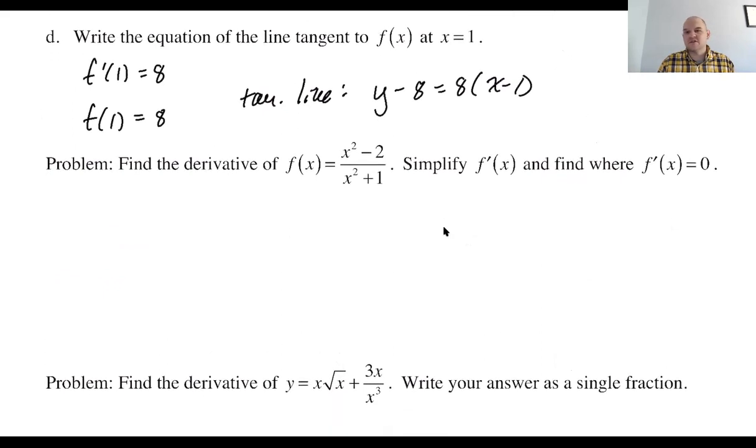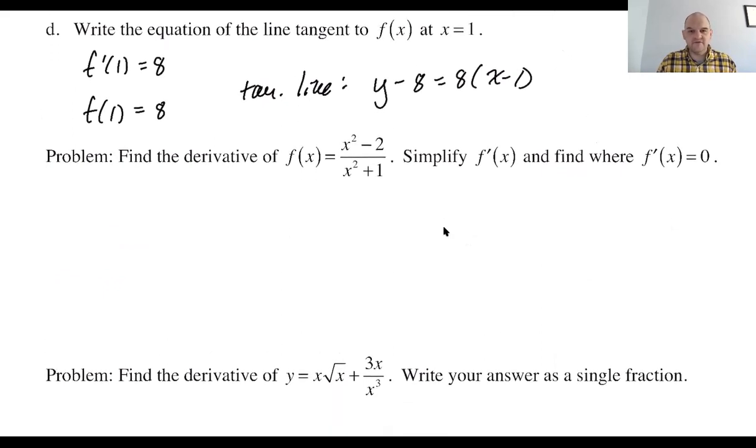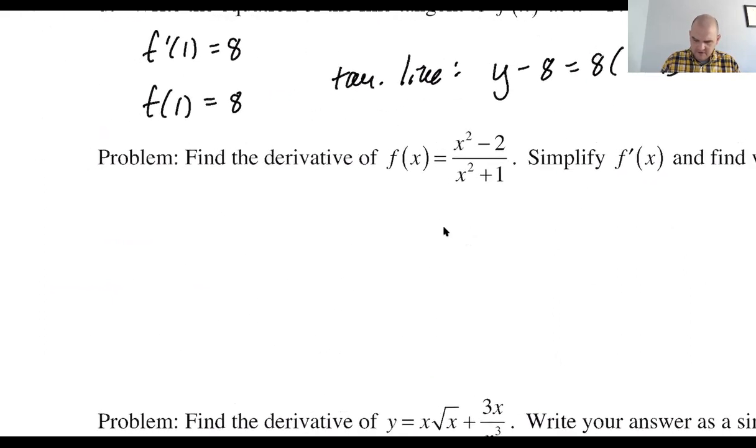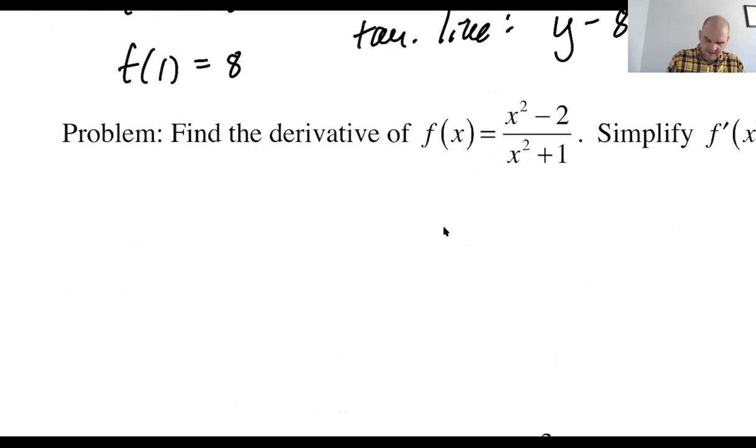Let's see this next question. Find the derivative of this thing. Simplify and find where f prime equals 0. All right, so do I still need to color code? I kind of don't think so, so I'm going to not. We'll see how it goes.